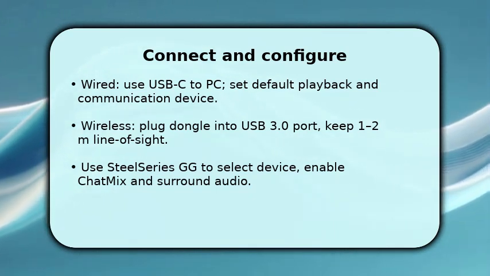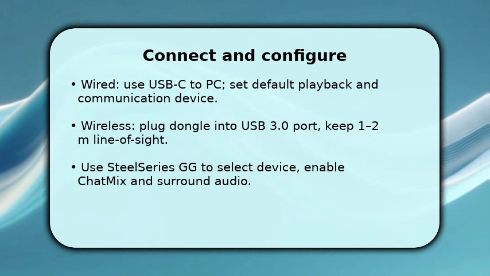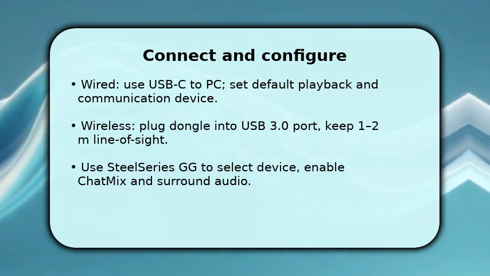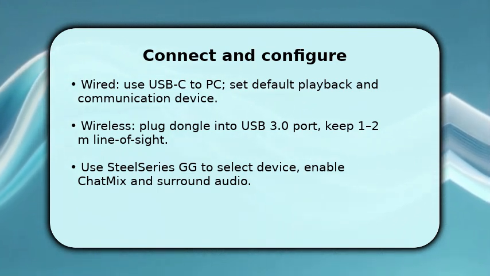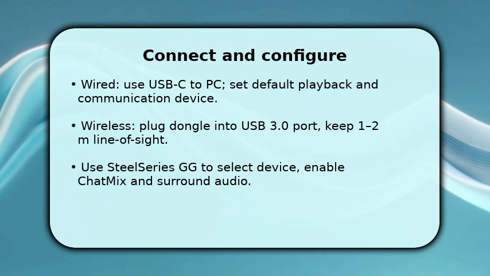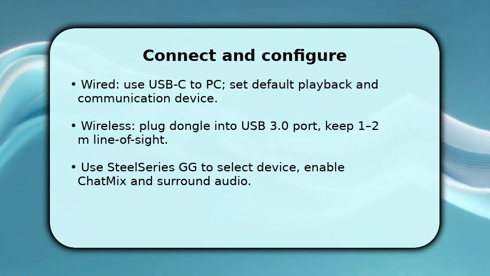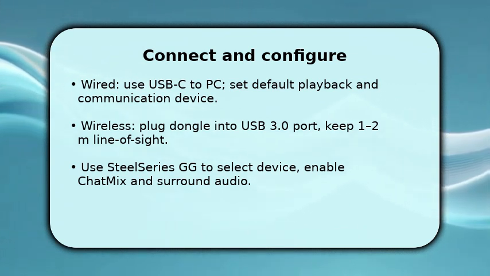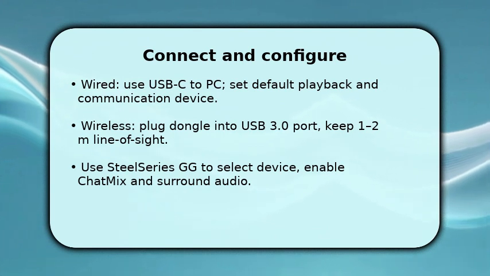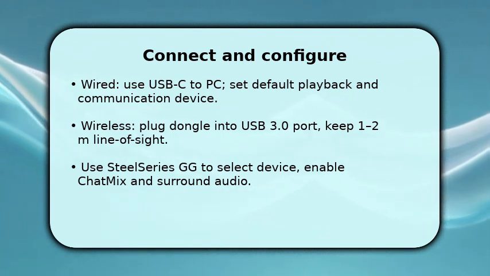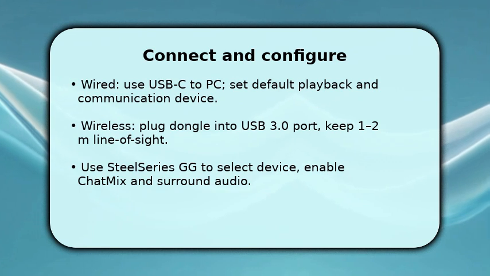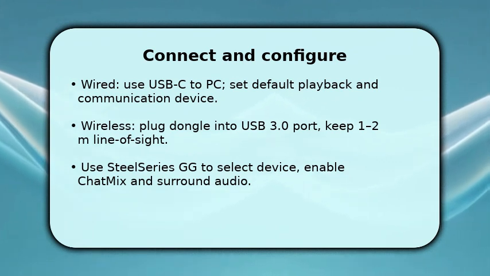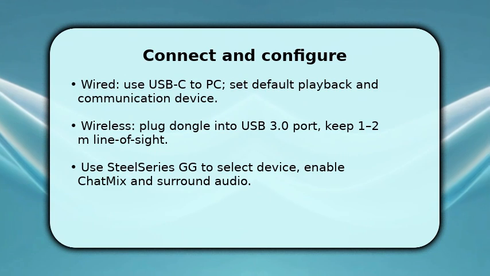If wired, plug into a USB port and select the Nova 5 as default playback and default communication device in Windows. If using the dongle, plug into a USB 3.0 port and keep the headset near the dongle while pairing. Then use SteelSeries GG to configure chat mix, microphone gain, and surround sound. You should test audio and mic levels with a quick recording or call to confirm both channels are routed correctly.